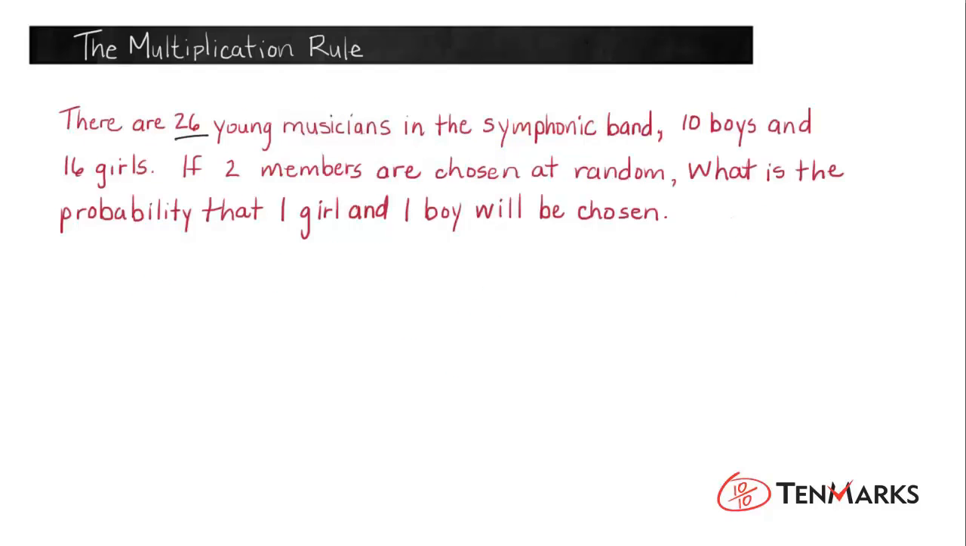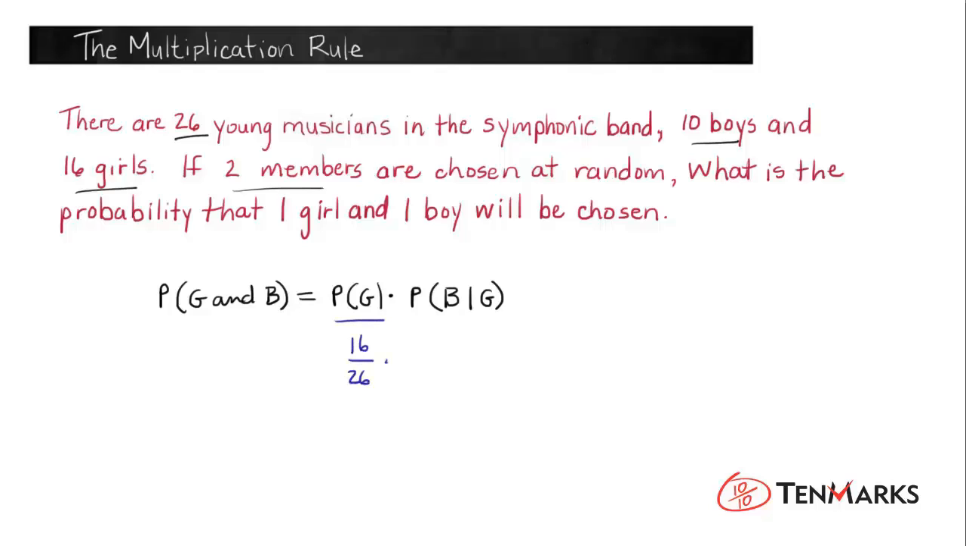Now let's take a look at another. There are 26 musicians total in the symphonic band. 10 are boys and 16 are girls. If 2 members are chosen at random, what is the probability that 1 girl and 1 boy will be chosen? The probability of choosing a girl and a boy is going to equal the probability of choosing a girl times the probability of choosing a boy, given that a girl was chosen first. There are 16 girls out of 26 musicians, so the probability of choosing a girl is going to be 16 out of 26. And the probability of choosing a boy, given that you've already chosen a girl, means that there's 1 less student to choose from, so now our denominator is going to be a 25.